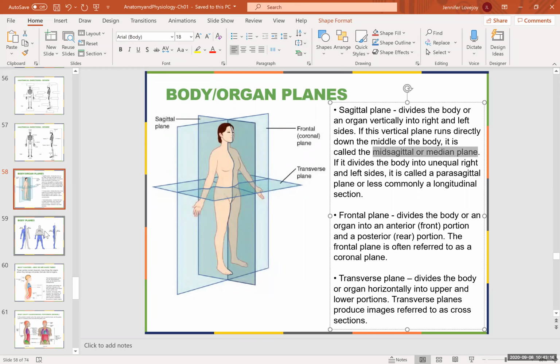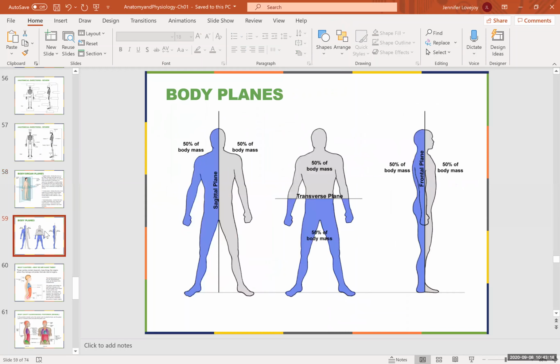All right, so hopefully that gave you time to get that written down again. Send me a message in chat if I'm going too fast. So the sagittal plane divides the body into right and left. The frontal plane divides the body into front and back. The frontal plane is also called the coronal plane. Those are both vertical planes. And then the transverse plane divides the body into the top and bottom.